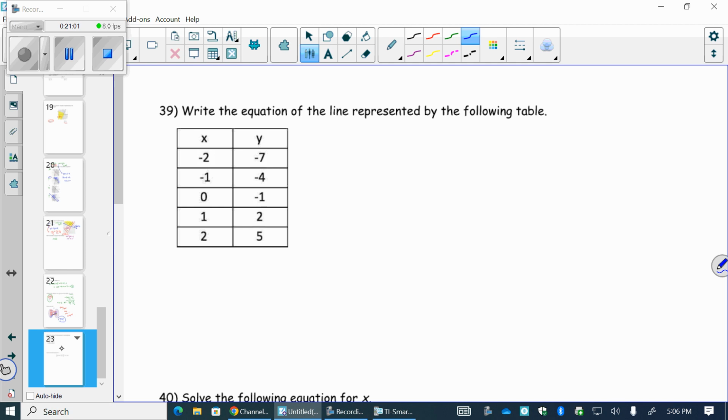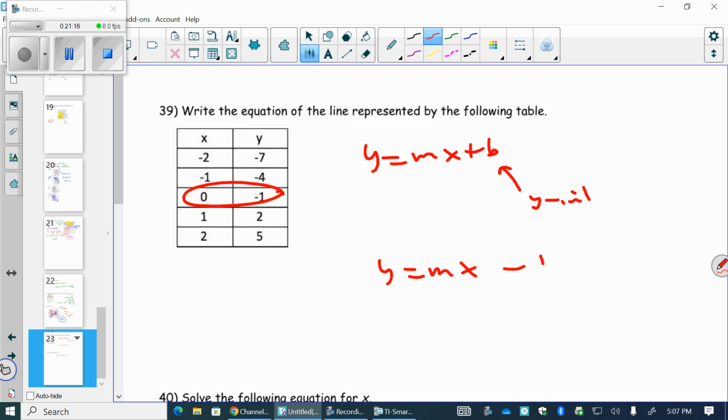Write the equation of this line. So look for the slope. Ready? Slope y equals mx plus b. b is the y-intercept. You can see that right here. It's got to be -1. y equals mx minus 1.